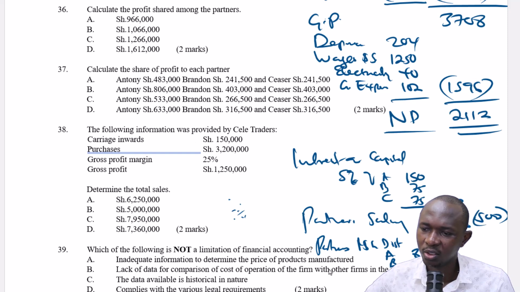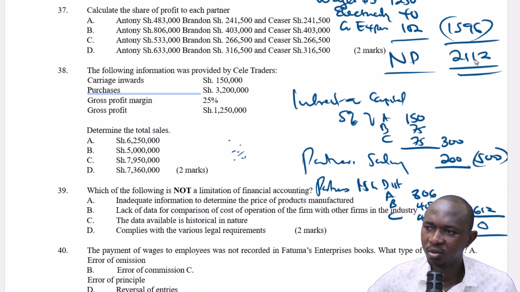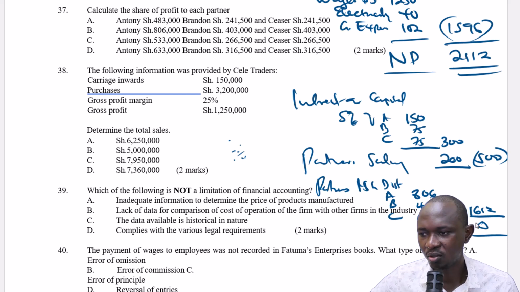So this is how the profit will be used. Net profit is 2112. Interest on capital will be used to pay the partners. Salary will also come at this point, and then the rest will be shared among the partners in their profit and loss sharing ratio, and this is how they are going to share.